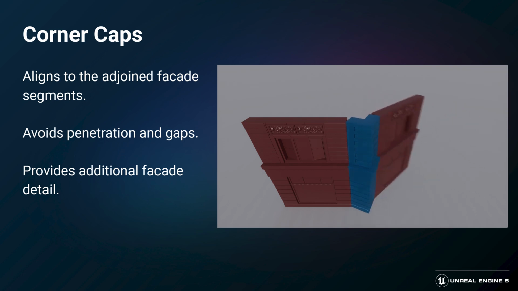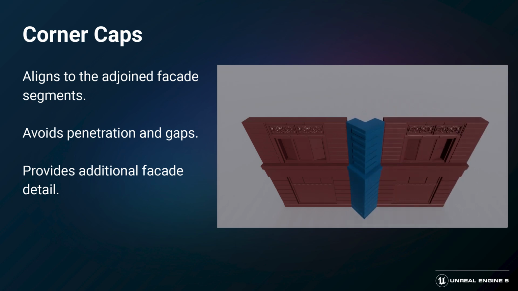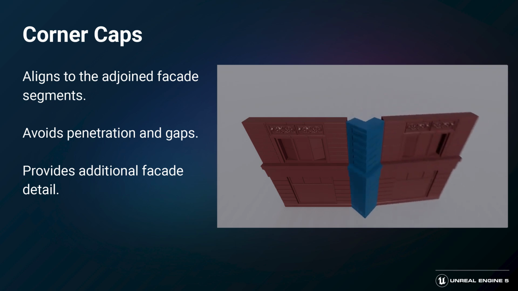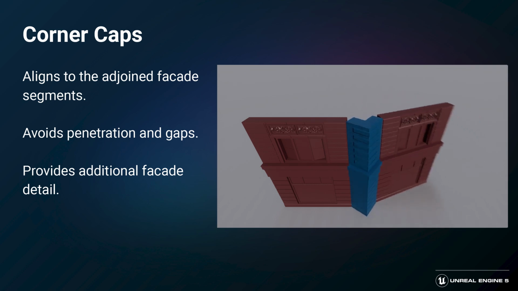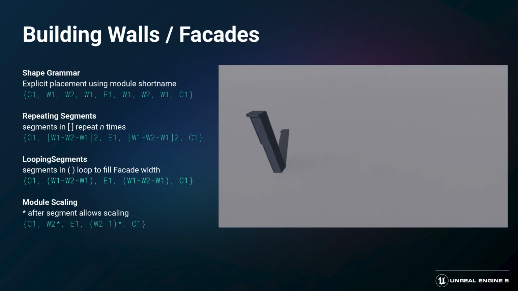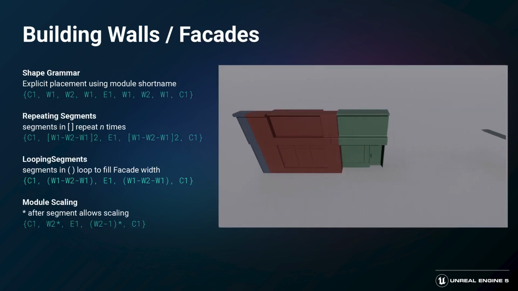But on building styles with lots of facade detail, we had to create custom corner caps. We also found that corner caps offered another level of additional detail and variation, especially on building targets that contain lots of corners. Now that we have all our building modules defined, we need to assemble them to create a facade.